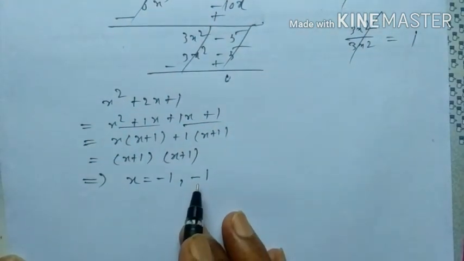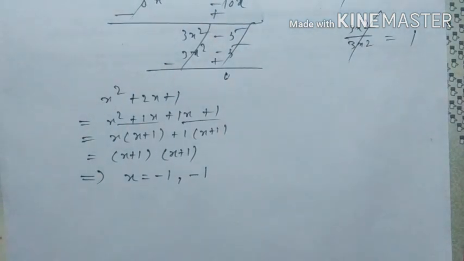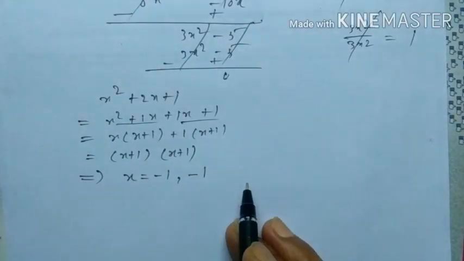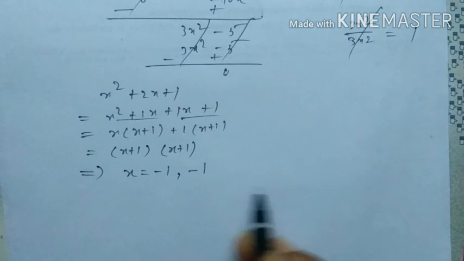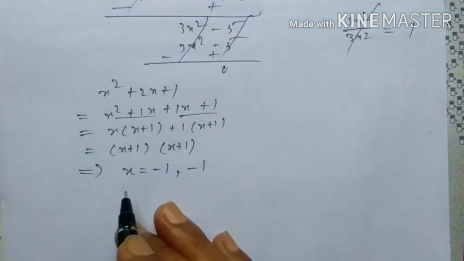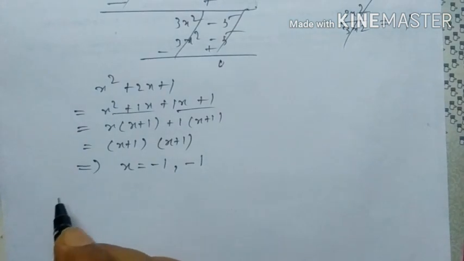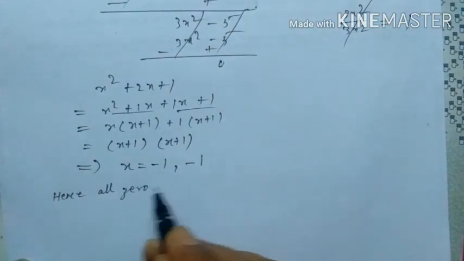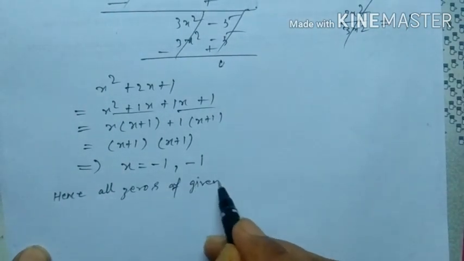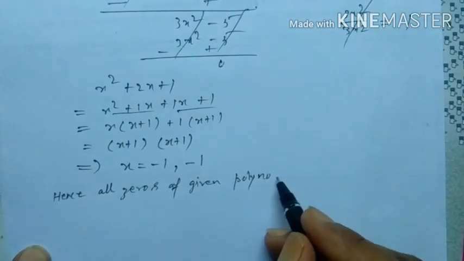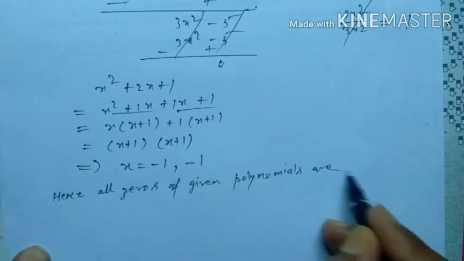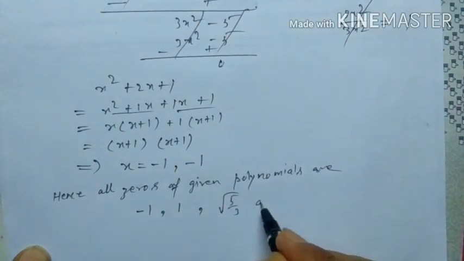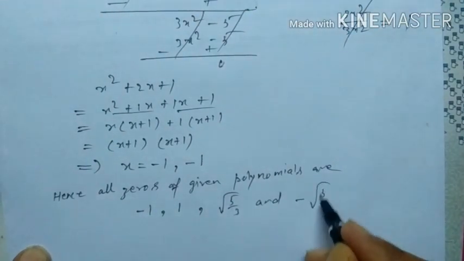If in the question it is given that find all other two zeros, then you will stop here. But if in the question it is given that write all its zeros, then you will write the answer like this. Hence all zeros of given polynomial are minus 1, minus 1, root 5 by 3 and minus root 5 by 3.